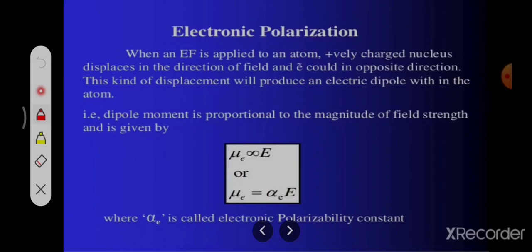Coming to electronic polarization. When an electric field is applied to an atom, the positively charged nucleus displaces in the direction of the field E, and the electron cloud could displace in the opposite direction. This kind of displacement produces an electric dipole within the atom. That is, the dipole moment is proportional to the magnitude of the field strength, capital E. Mu E is proportional to capital E. From this, mu E is equal to the proportionality constant alpha E into capital E. Here alpha E is the electronic polarizability constant.